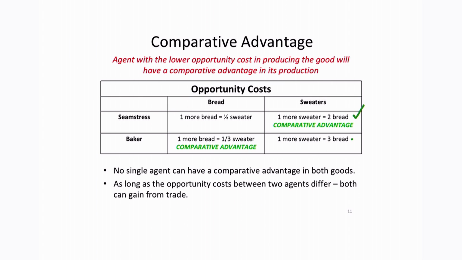On the other hand, the baker has the comparative advantage in the production of bread because he only has to give up 1/3 of a sweater, whereas the seamstress has to give up half a sweater. Now, no single agent will have a comparative advantage in both goods. As long as the opportunity costs between the 2 agents differ in the production of the 2 goods, then they have room to gain from trade.